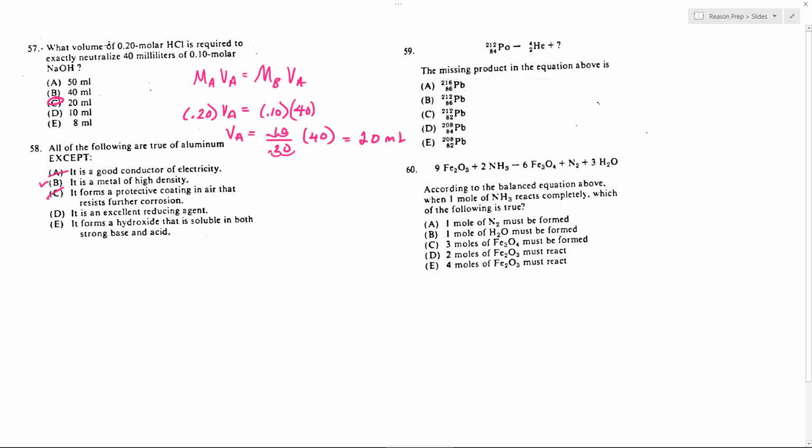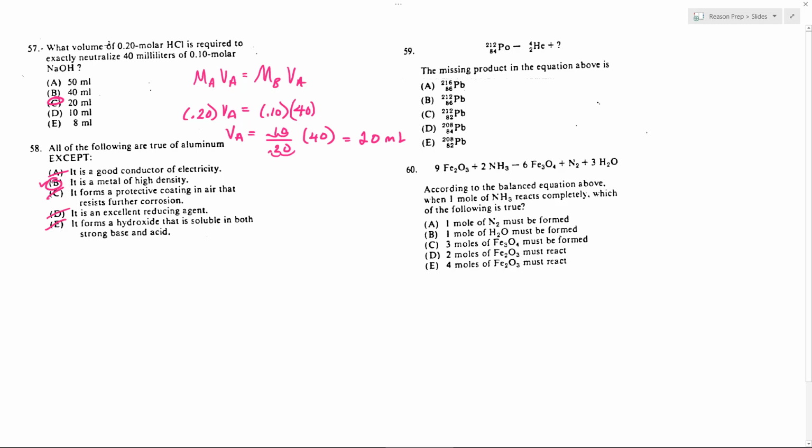Yeah, it's something as a metal that will oxidize relatively easily. It'll become aluminum plus 3. And since it becomes oxidized relatively easily, that means it's going to be pretty good at being a reducing agent. So D is true. It forms a hydroxide that is soluble in both strong base and acid. Yeah, so aluminum hydroxide can dissolve in both strong bases and strong acids, no problem either way. So we would get B.